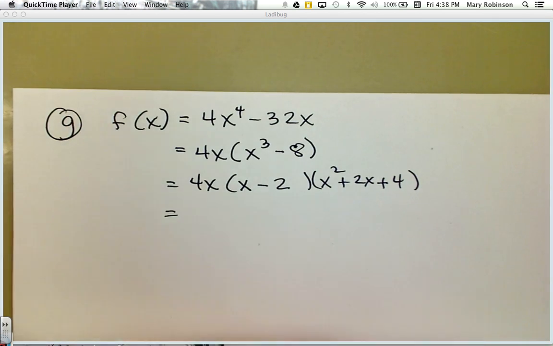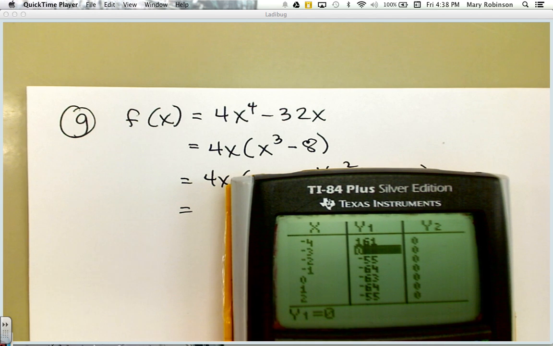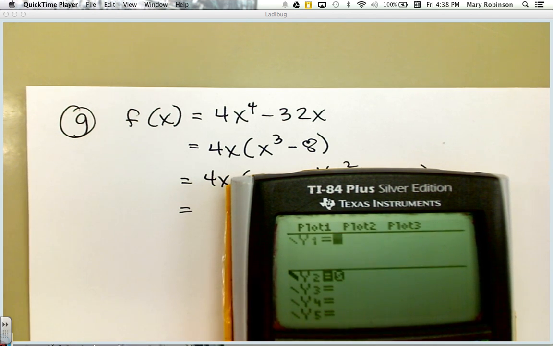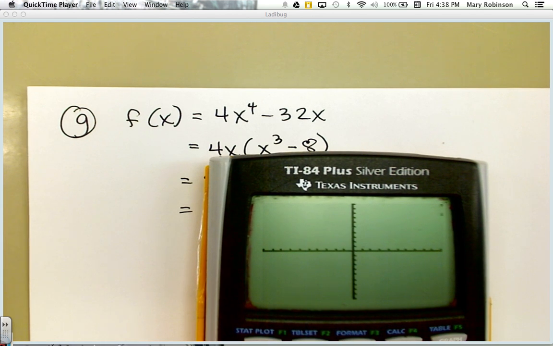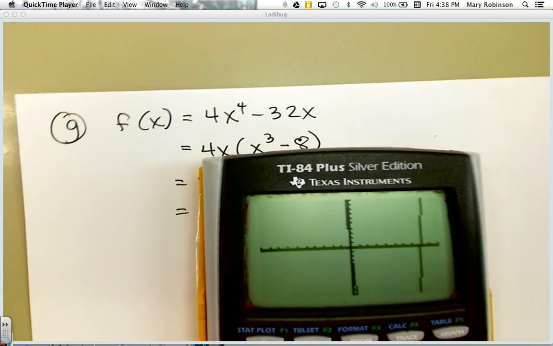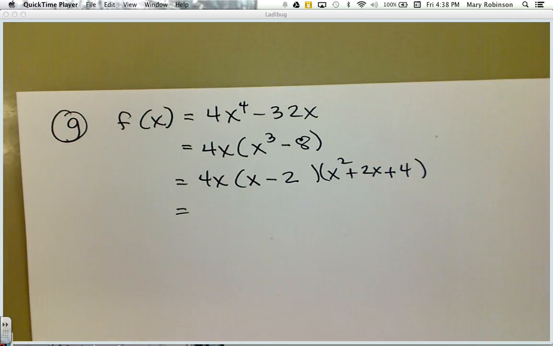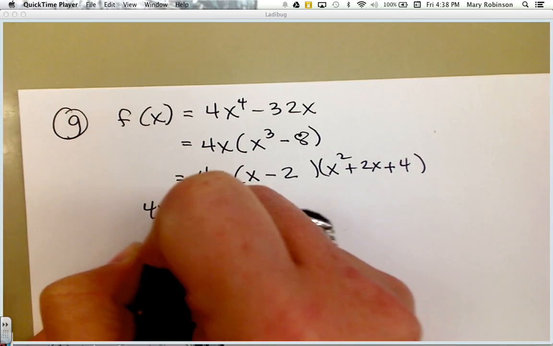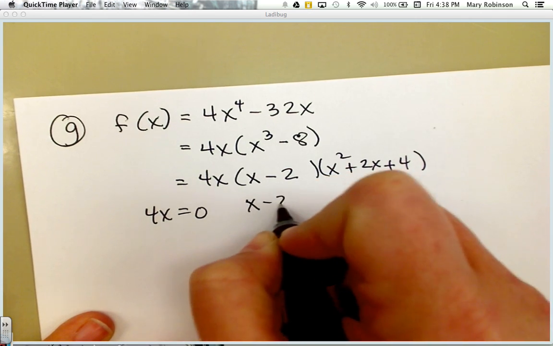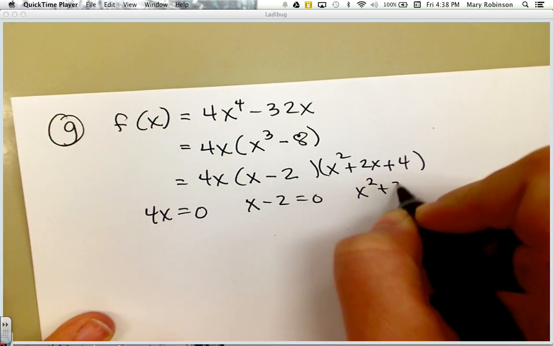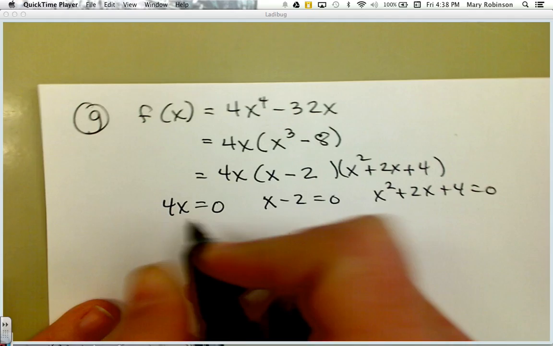Now, if you're not very good with all that factoring, again, remember on the last problem I showed you what you could do. So I'm going to type in here 4x squared minus 32x, so we can have an idea of what we should be getting. Looks like we've got just 2 real. So let's see. That should make sense. We've got 4x equals 0, x minus 2 equals 0, and x squared plus 2x plus 4 equal to 0.